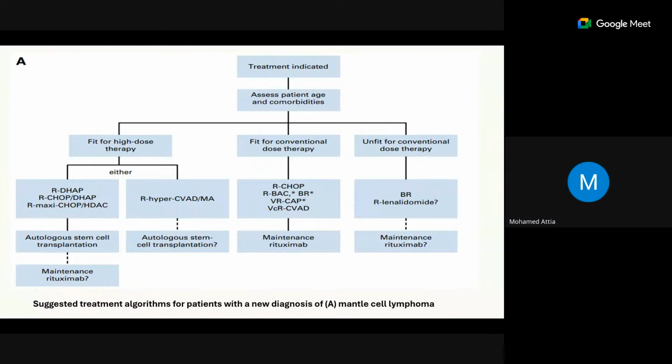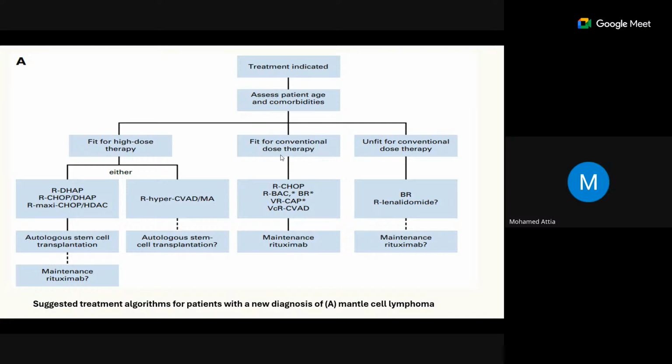This is from a Canadian summary of how to treat. For the fit patients, we use R-DHAP, R-CHOP, or R-Maxi-CHOP, high-dose chemotherapy, followed by autologous stem cell transplantation and maintenance, or we can use R-Hyper-CVAD with autologous stem cell transplantation. I think we can adopt this in Egypt and the Middle East.